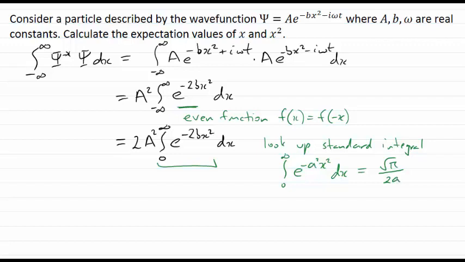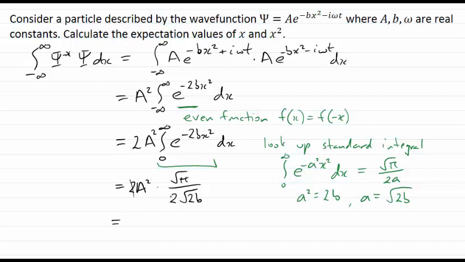And in the particular integral that I'm doing here, this value of a squared actually equals 2 times b. Or if you like, the value of a here is going to be root 2b. And that means I can now do this integral here just by comparing it to my standard integral. I'm going to have root pi divided by 2 times the square root of 2 times b. And of course there's some simplifications to do there.